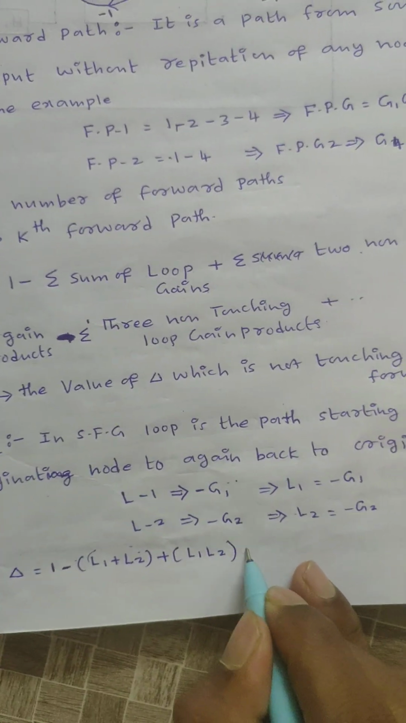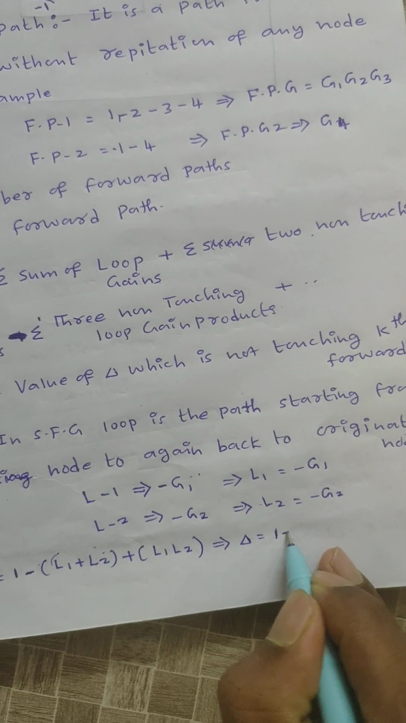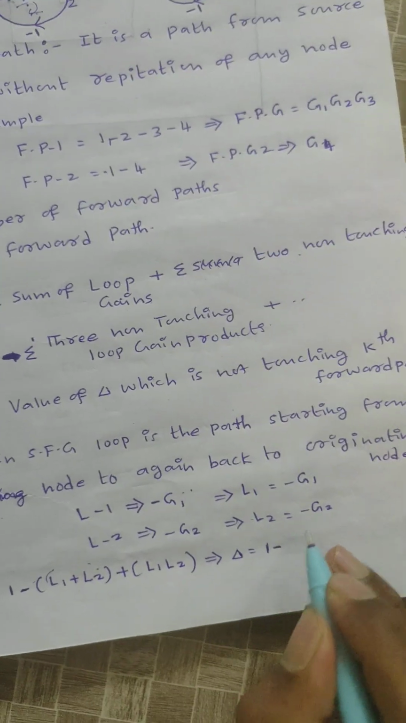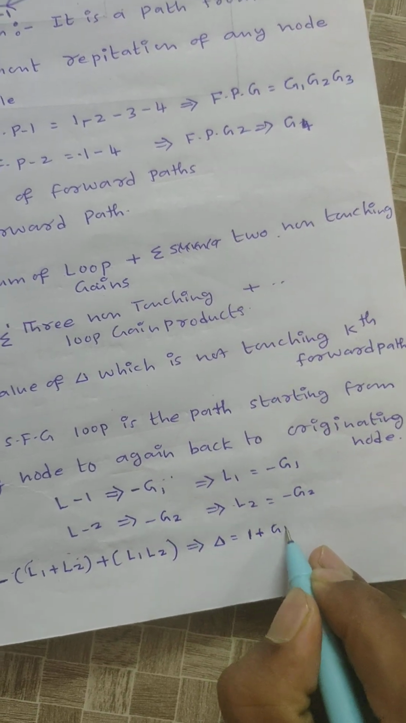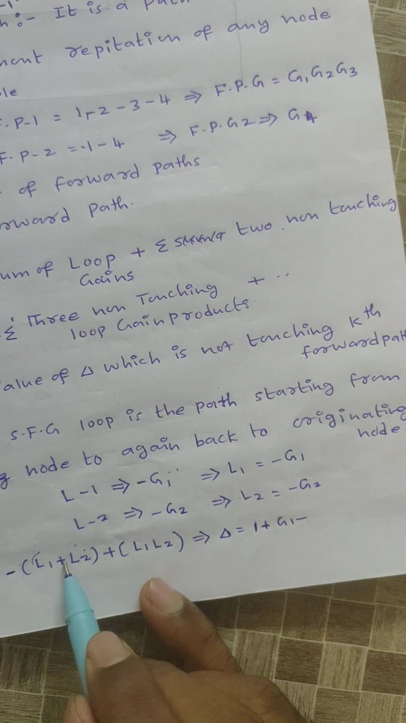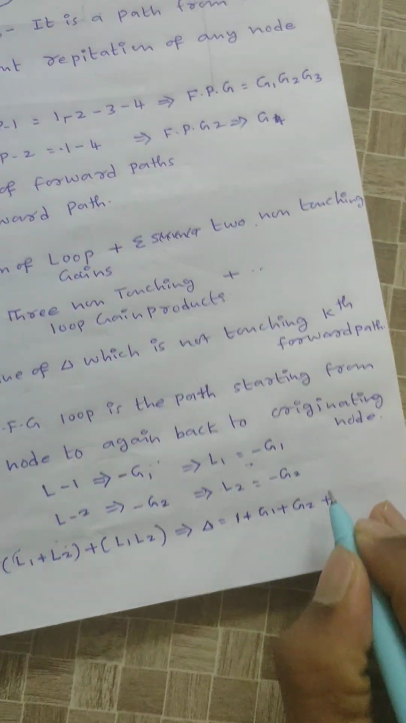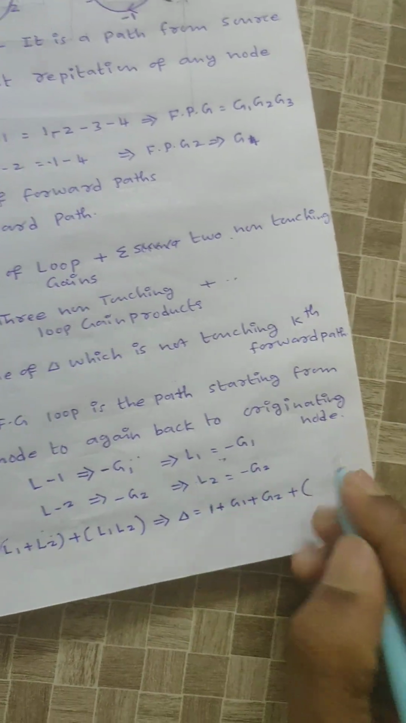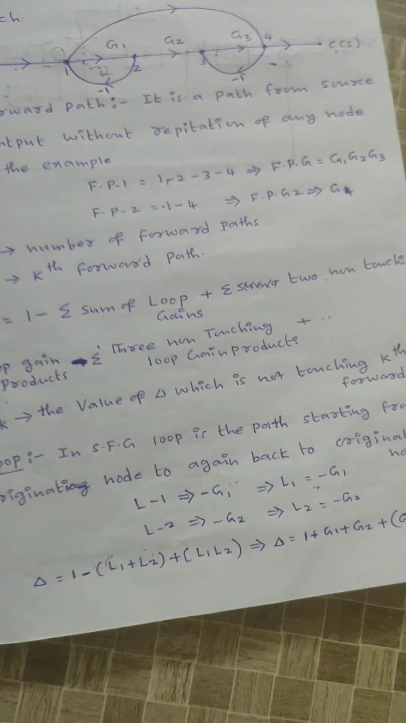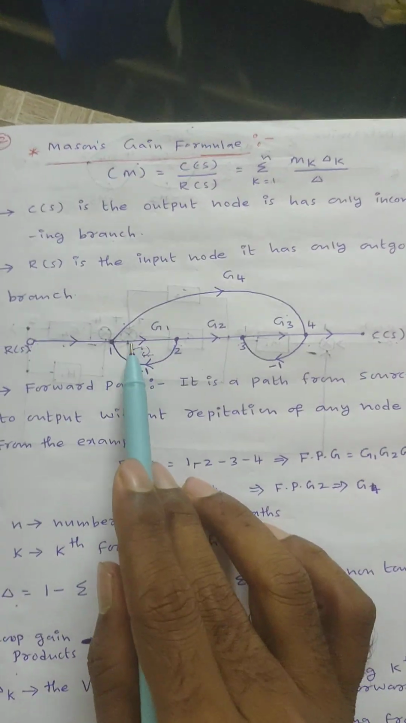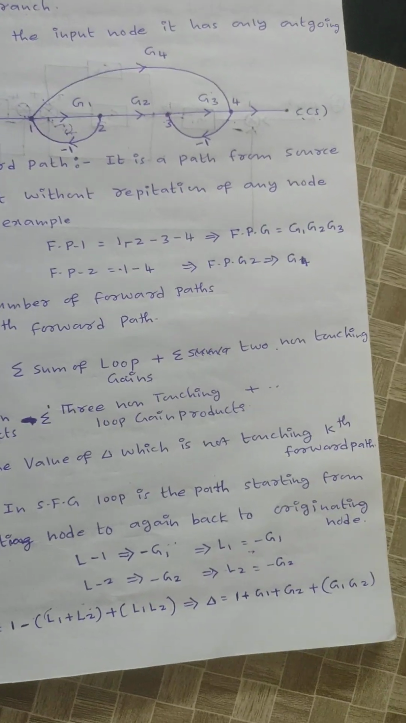If I simplify this equation, I get delta as 1 minus L1, where L1 is minus G1, minus of minus gives plus G1, then minus L2, minus of minus gives plus G2, plus L1 L2, the product of L1 and L2, minus into minus gives plus G1 G2. This is the value of delta. Here there are no three non-touching loops, so you can leave it as it is.